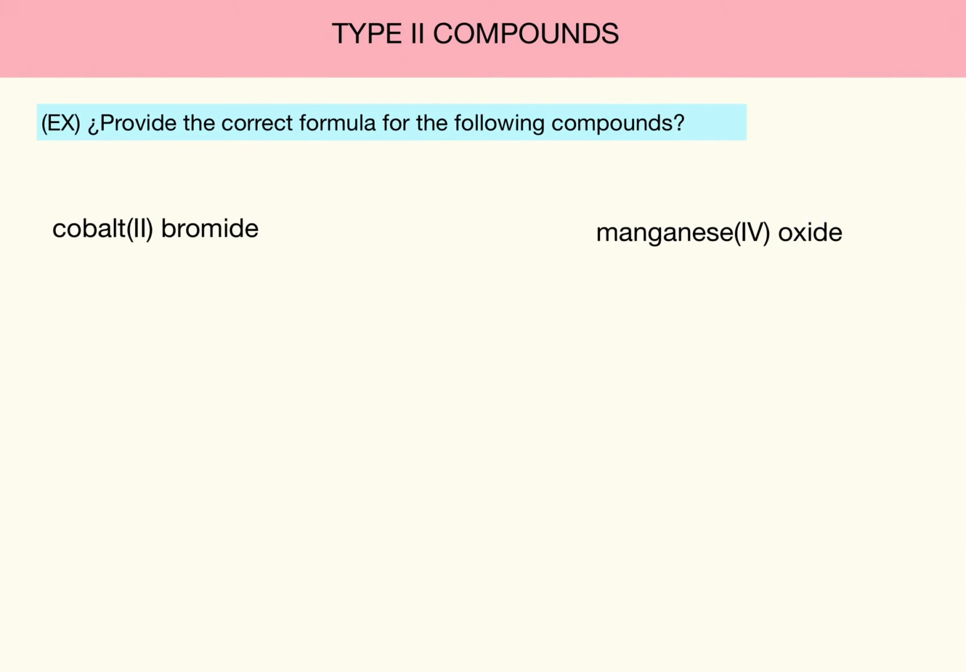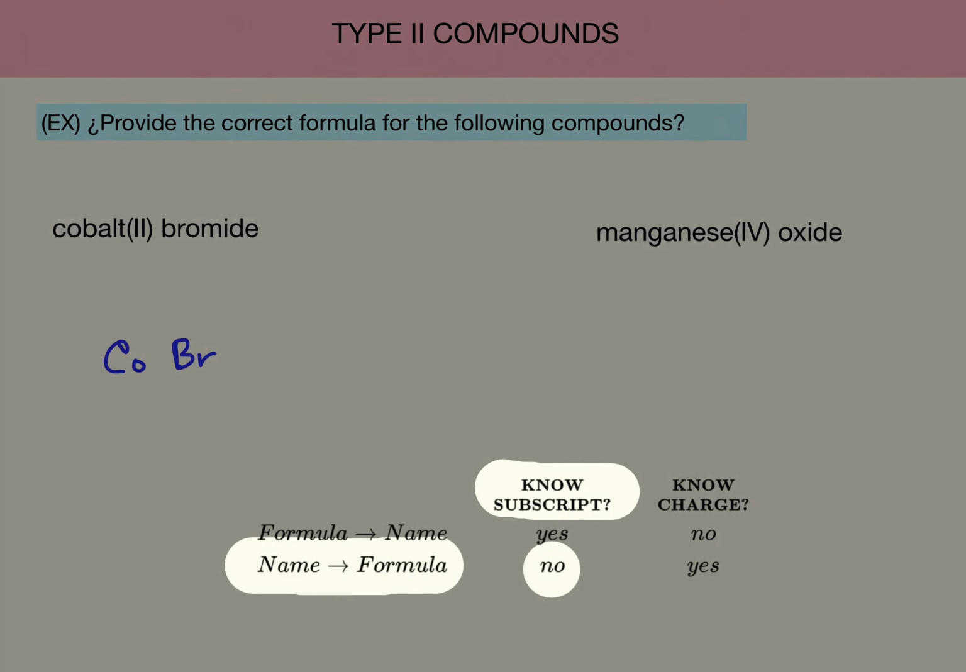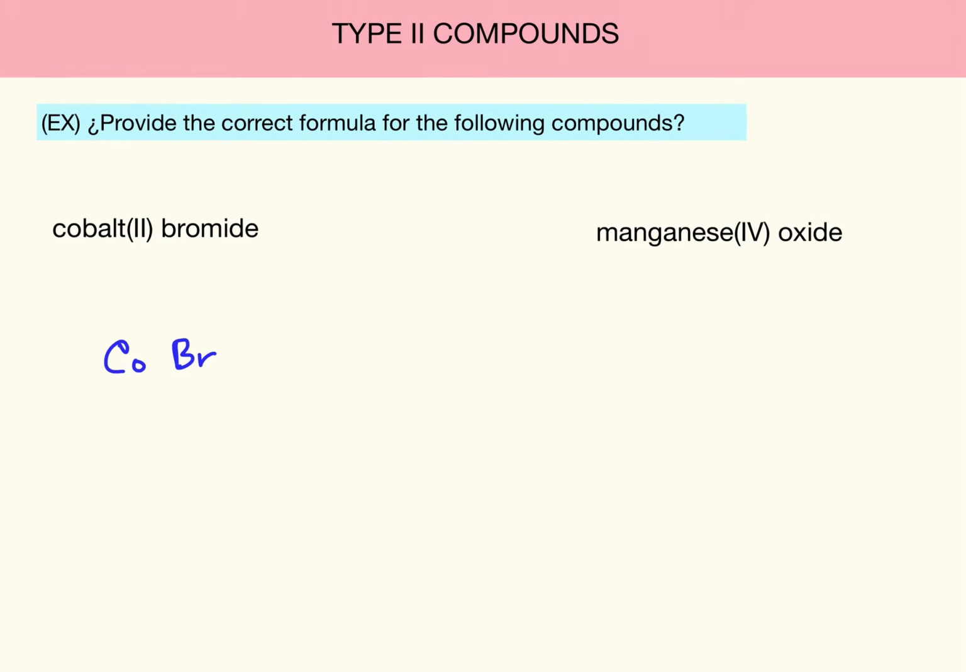Well, we just did some formula to name. Let's do a couple of name to formula. Cobalt(II) bromide. We write the symbol for each of those. Interesting, the name gives us the charge. So this time, what we don't know are the subscripts. In the previous problem, we knew the subscripts because they were given in the formula. What we didn't know was the charge. So this time it's opposite. So what is the charge on a bromide? It's -1. We know that from looking at the periodic chart.